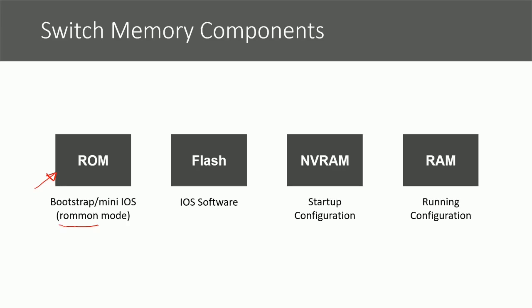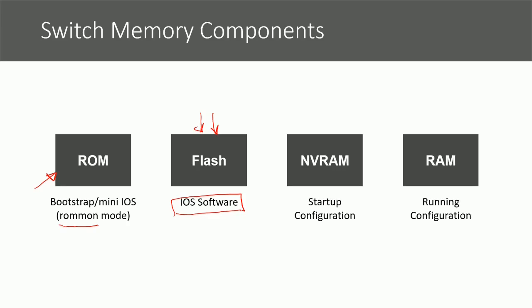ROMMON will start IOS software from the flash. This IOS software is the operating system that runs the switch. A Cisco switch can have multiple IOS files in the flash, and you can upgrade from one IOS to another by uploading a new file into the flash.